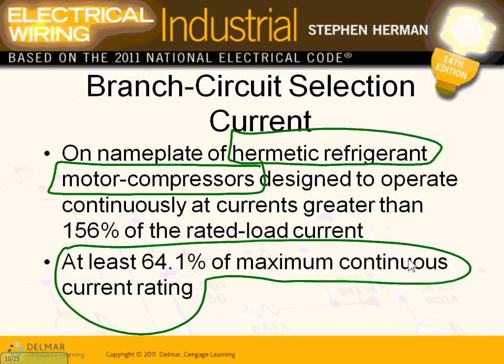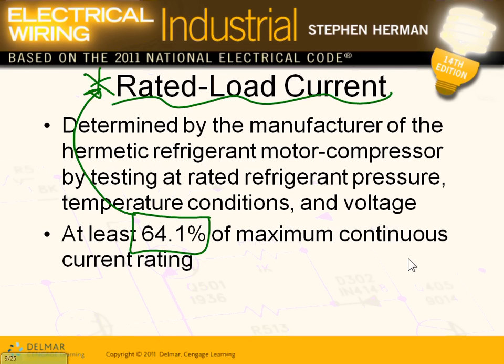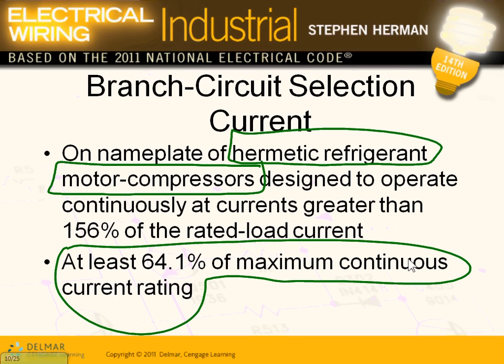All you need to do is this: the minimum has to be the rated load amps. If the branch circuit selection current is higher than the rated load amps, you have to choose the largest of the two. The largest of the two. Any comments, any questions? The largest of the branch circuit selection current or the rated load amps. Who cares? On these refrigerant units, guys, we always have the rated load amps printed on them.